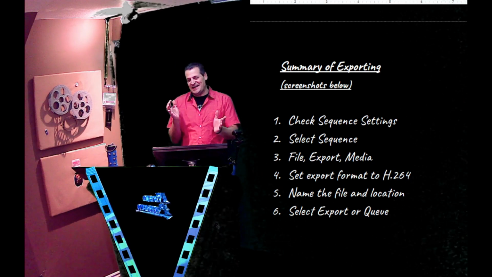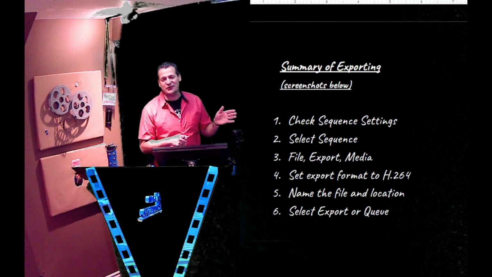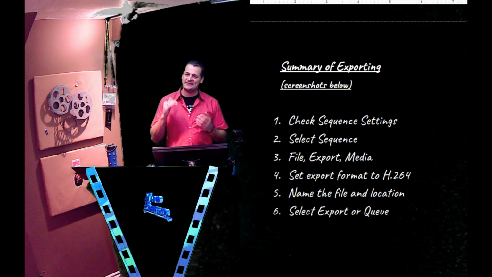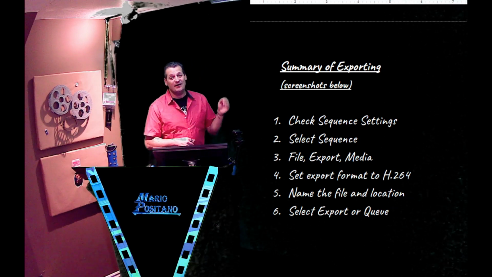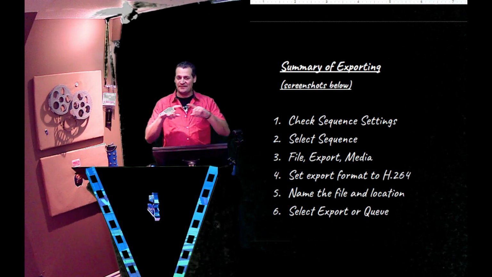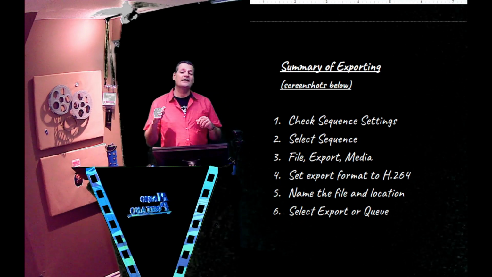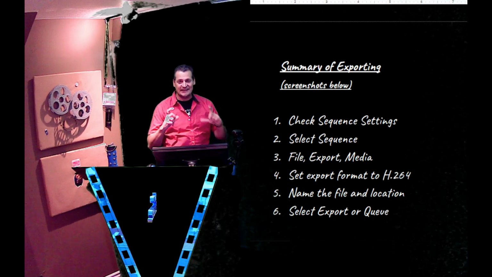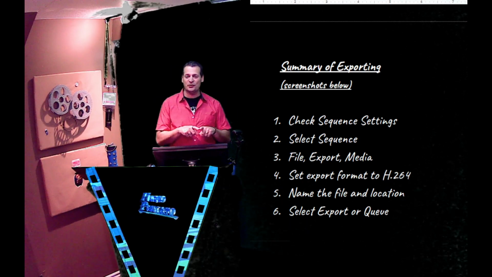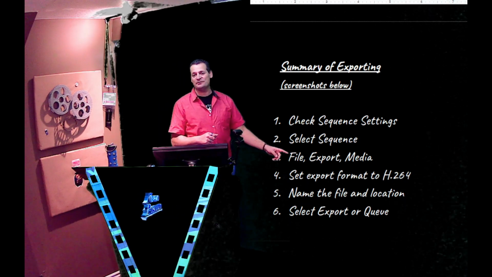Well, this time I'm not exactly going to give you tips. I'm going to give you the order again just to make sure you understand the order that we did things. First, I checked my sequence settings to make sure that the quality of that sequence is good. Once that's set, then I select the sequence. Make sure it has the blue border. Once it's selected, File, Export, Media.